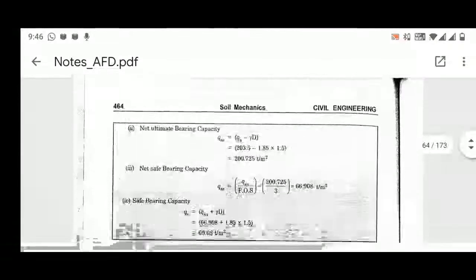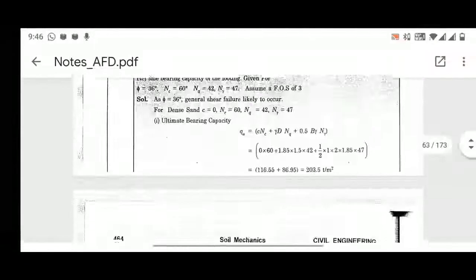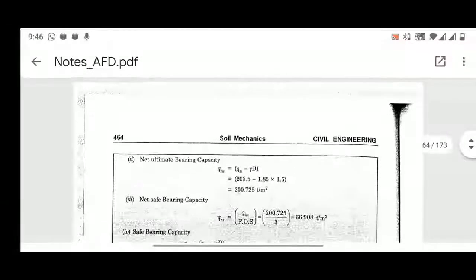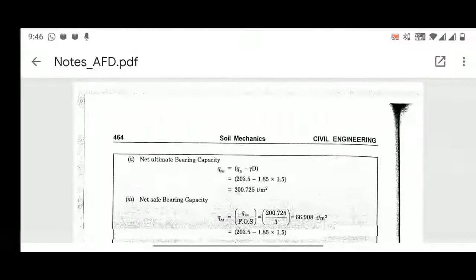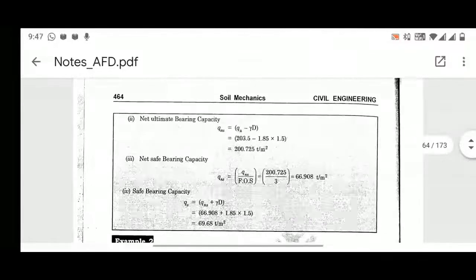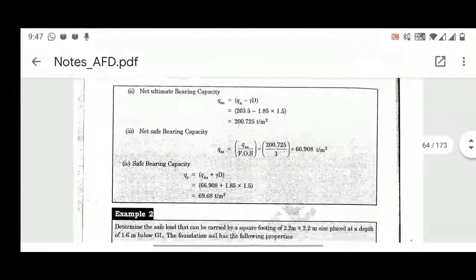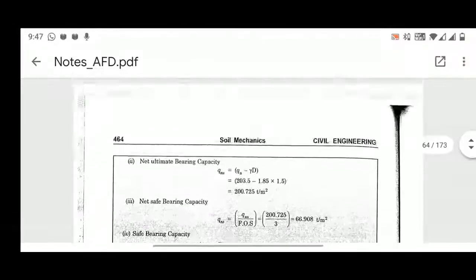This one is formula based only, where you need to find the ultimate bearing capacity, and then you have to find the net ultimate, where I have told you that you have to subtract gamma Df from this ultimate bearing capacity. Net safe bearing capacity is when you divide the qnu by the factor of safety, you will get q net safe. And in order to find out the safe bearing capacity, you have to simply add this gamma Df term. Class, please make a note of this.